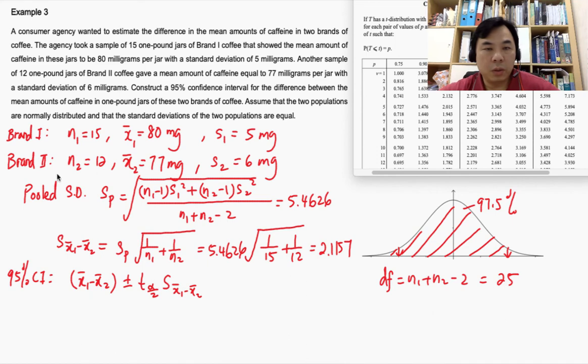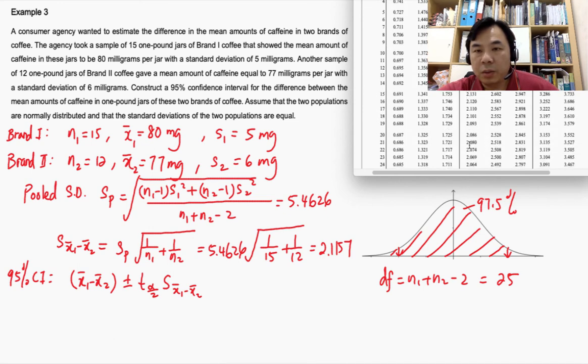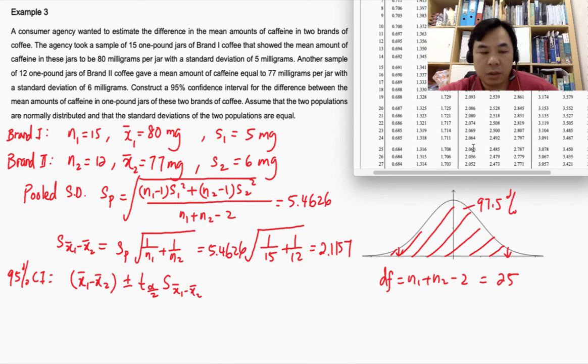So all I need to do now is go on to the data booklet, look under the 97.5 column, and then look for degree of freedom equal to 25. So 25 would be somewhere here. All right. Now that will be my 2.06. So my critical value here will be 2.06, negative 2.06, 2.06.